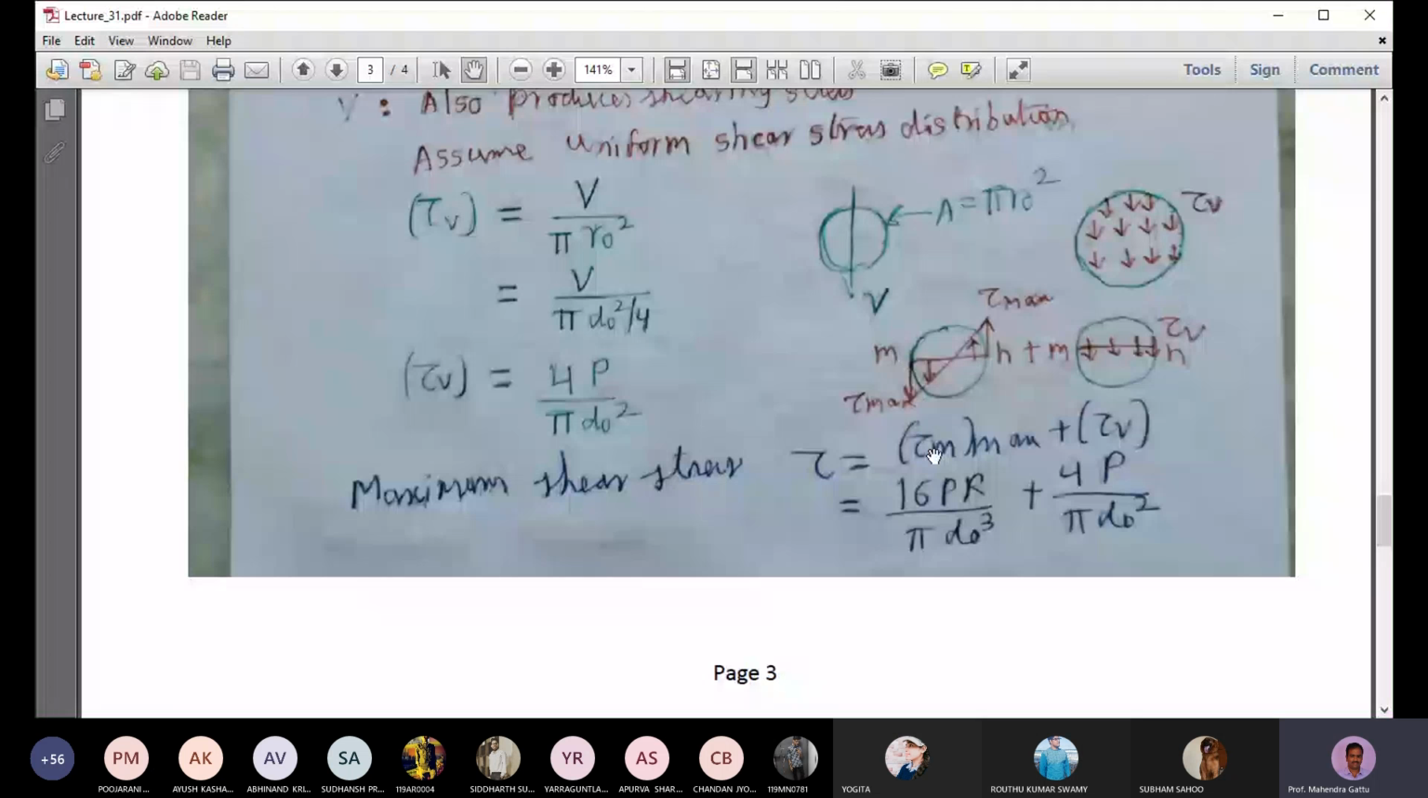and that value is tau max, which is 16 PR by pi d naught cube, plus tau v, which is 4P by pi d naught square. So that is the maximum shear stress which is occurring in the inner part of the coil.